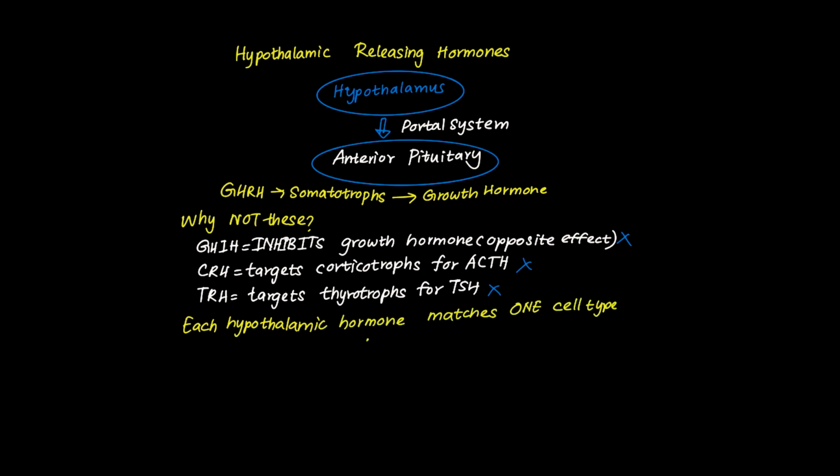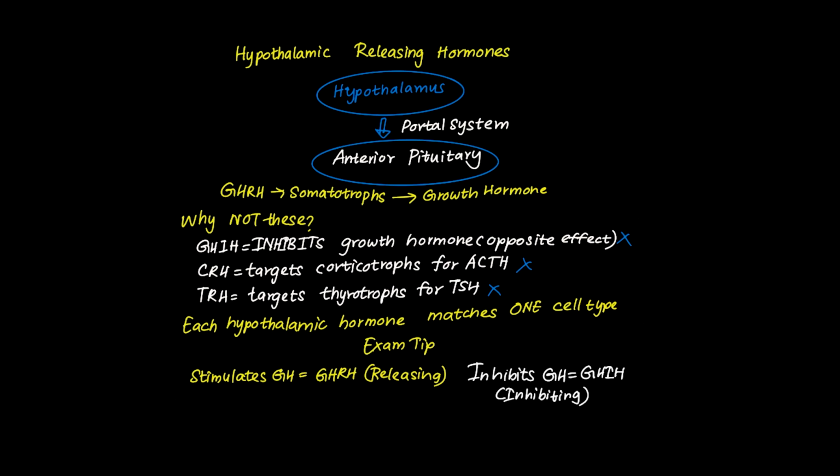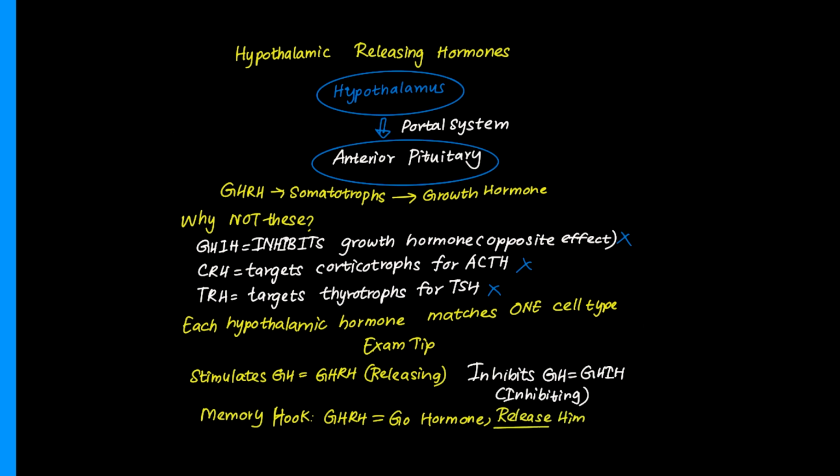Here's a WGU D312 OA exam tip for you. If the question says stimulates growth hormone, that's GHRH. If it says inhibits, that's GHIH. The R in GHRH stands for releasing. Quick hook: GHRH equals growth hormone, release him. GHIH equals growth hormone, inhibit him.